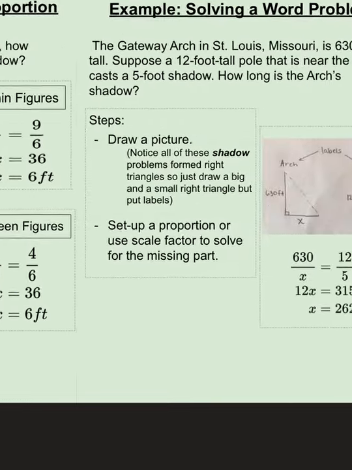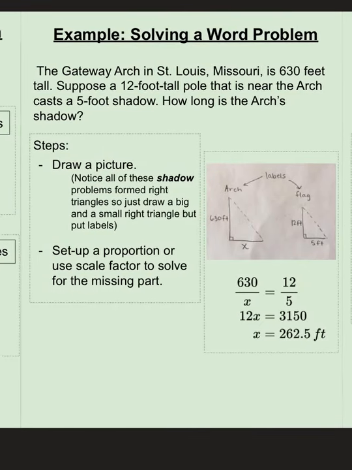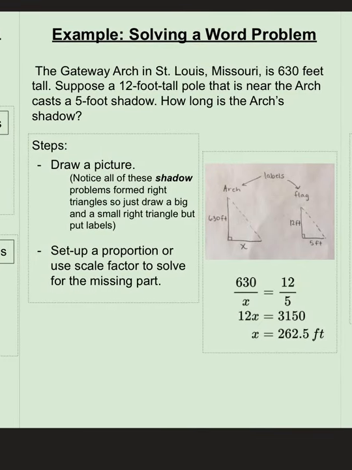If I continue on, now I had this other example, but this example didn't have a picture. It was just a word problem. But we have the Gateway Arch in St. Louis, Missouri is 630 feet tall. Suppose a 12-foot tall pole that is near the arch casts a 5-foot shadow. How long is the arch's shadow? So for my steps, it says draw a picture so you can have the visual.